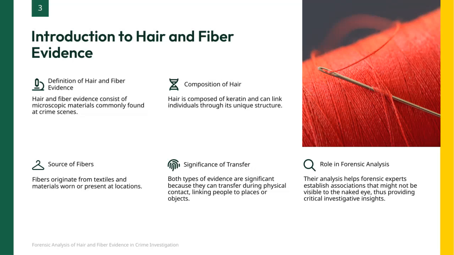Hair and fiber evidence refers to tiny microscopic materials that are often found at crime scenes. Hair, which is primarily made of keratin, is especially useful because its unique structure can help link individuals to specific locations or objects. Fibers, on the other hand, come from textiles and various materials that people wear or that exist in an environment. What makes both hair and fibers particularly important is their ability to transfer during physical contact, meaning they can connect people with places or items involved in an incident. By analyzing these small pieces of evidence, forensic experts can uncover connections that we might not see otherwise, providing crucial insights that aid the investigation.